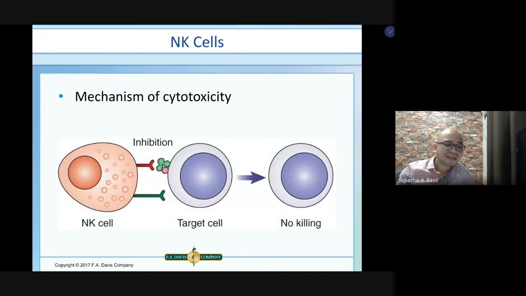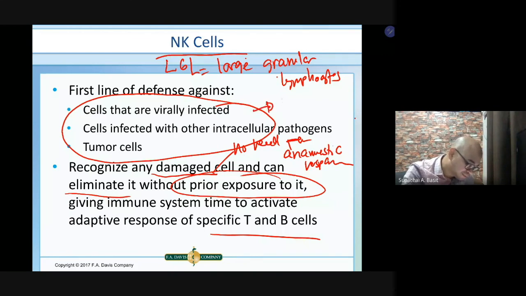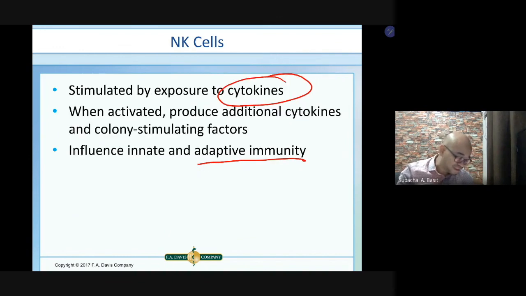So the mechanism of cytotoxicity is like this. By the way, let's define target cells. Target cells could be any of the following, so do not get confused. Target cells could be virally infected cells, cells that have been infected with intracellular pathogens, or even tumor or cancer cells. These are our definition of target cells.